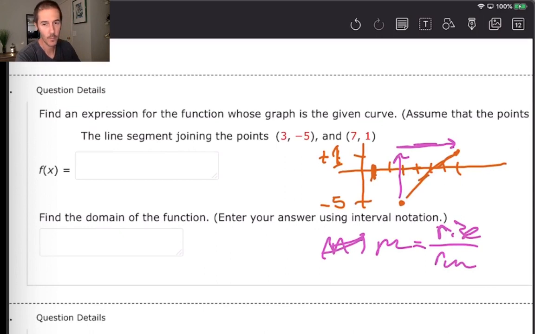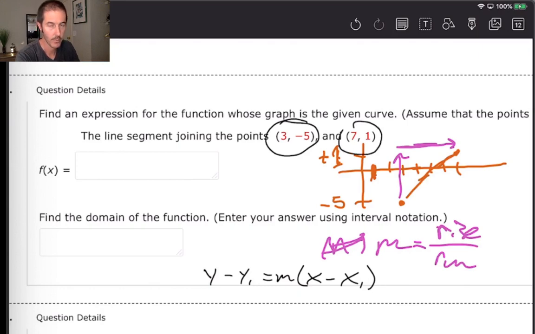point slope form. Point slope form is typically written y minus y1 equals m times the quantity x minus x1. M you've just figured out. X1 and y1 will either be these x and y coordinates or these x and y coordinates. Pick one of them. Doesn't matter which one. The 3 could be x1 and the -5 could be y1, or the 7 could be x1 and the 1 could be y1.